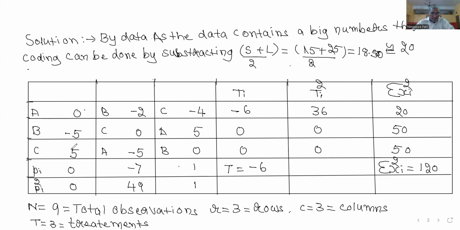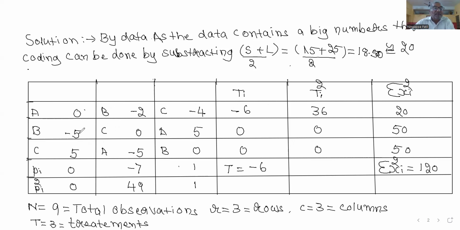Similarly here also. Here Pi is the summation of this column, 0. Look here, A plus B plus C is Pi. Now Pi square. Now you can do, look here, 0 minus 2 minus 4 is minus 6. Minus 6 square is 36. And 0 square plus minus 2 square plus minus 4 square, this is 20.